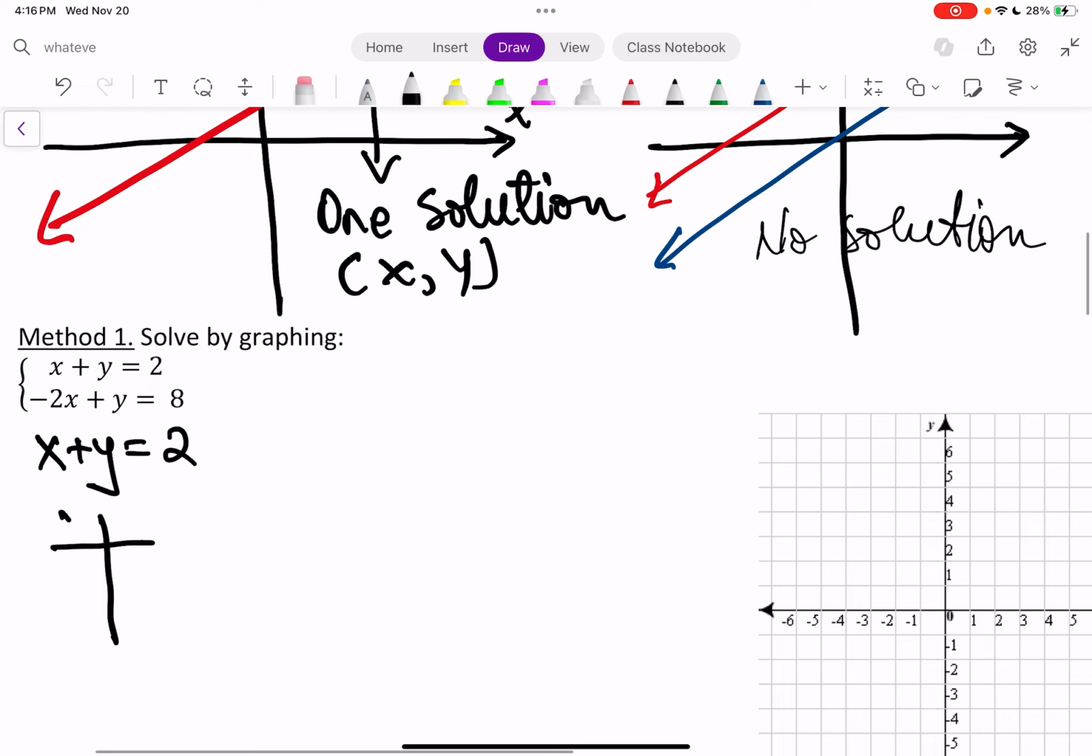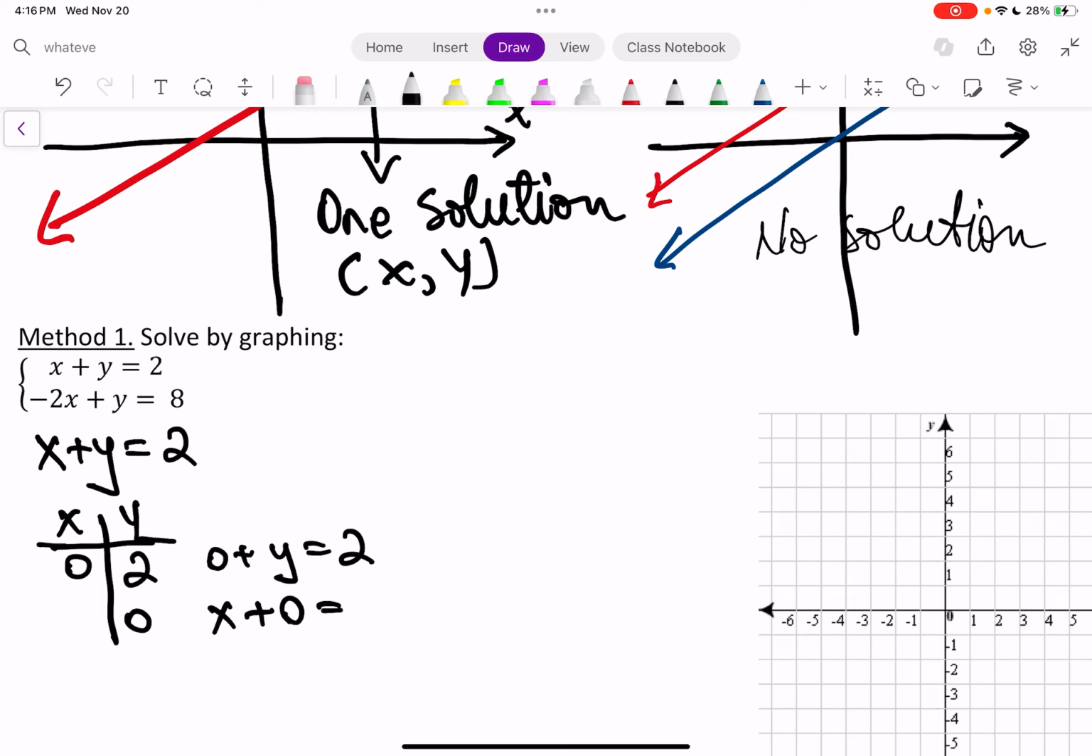And if you remember how to draw lines, we could solve for y and use the slope and the intercept. Or we could just find the 2 intercepts. So if I substitute 0 for x, then I easily get that y is 2. And if I substitute 0 for y, then I easily get that x is 2. Okay. And I'll do the same thing for the second line.